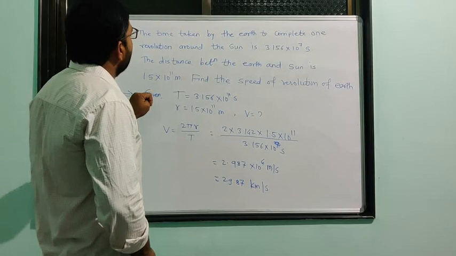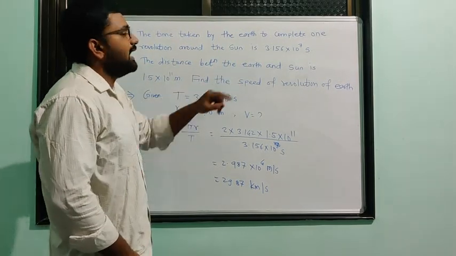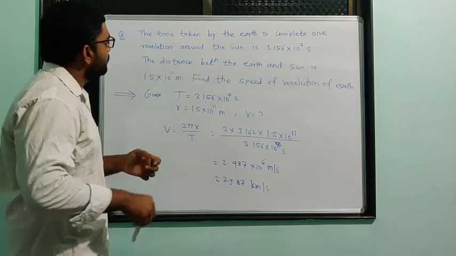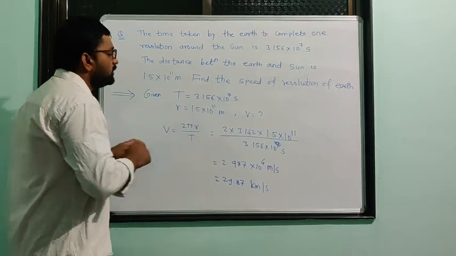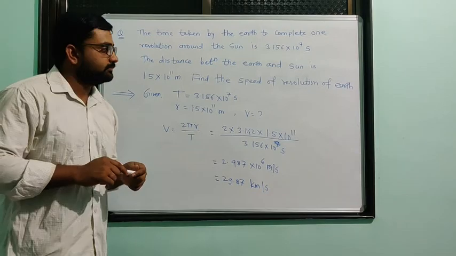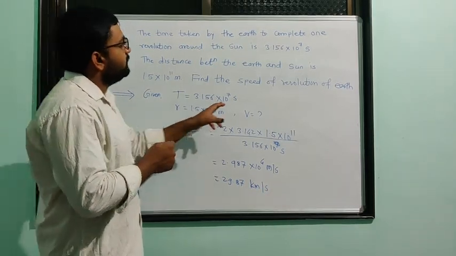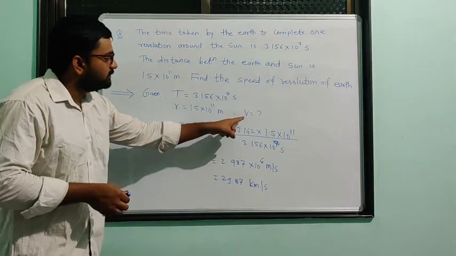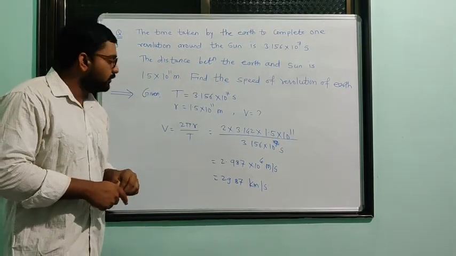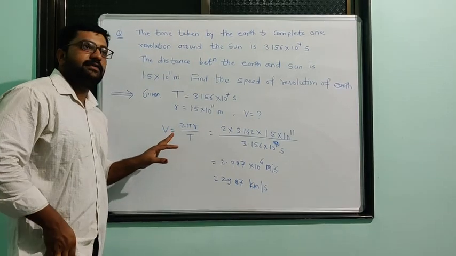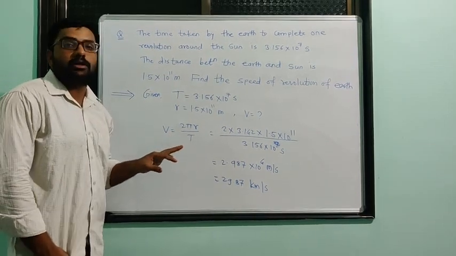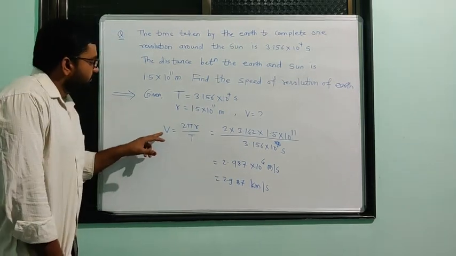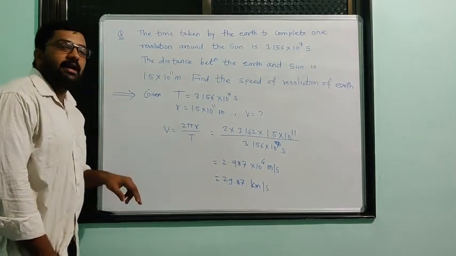Second, they give the distance between the earth and sun, that is R. R is the distance between earth and sun, 1.5 into 10 raised to 11 meter. Then find the speed of revolution of the earth. So we have to calculate speed, that is the velocity. We know the formula for velocity in circular motion: velocity is given by 2 pi r divided by t.